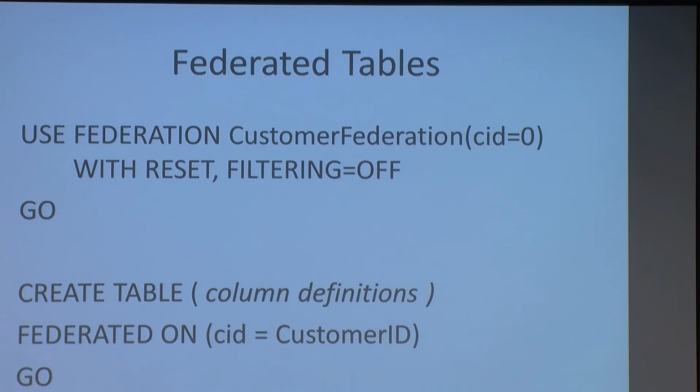Once I connect and I'm creating my tables, the create table looks like your normal ones. By the way, all tables in SQL Azure have to have a primary key. That's one requirement. So you can't have heap tables in SQL Azure. Everything has to have a primary key. But at the end of the create table statement, there's this federated on. And then you say your distribution key, which I called CID, and you assign it the column from the table. That's how it knows which federation those ranges of customer IDs get assigned to.